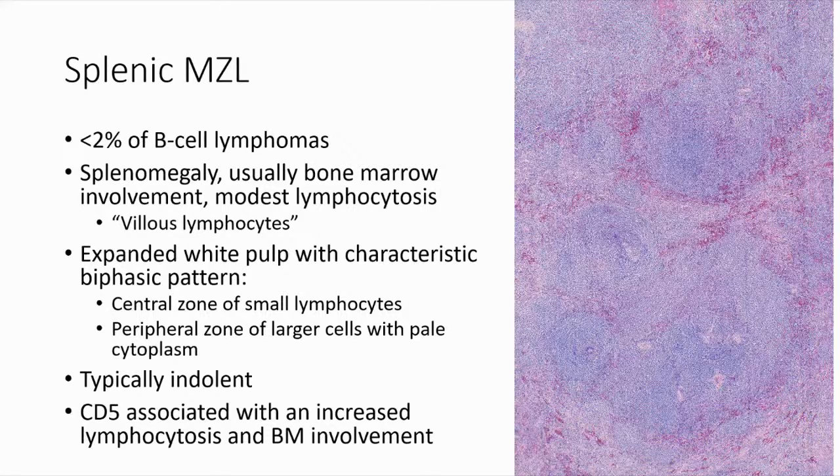These behave typically indolently. A subset will show CD5, which has been found in some studies to have an increased lymphocytosis as well as increased bone marrow involvement. So that may be useful to look at from a clinical standpoint.